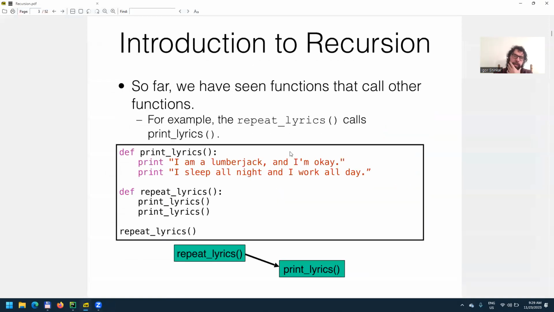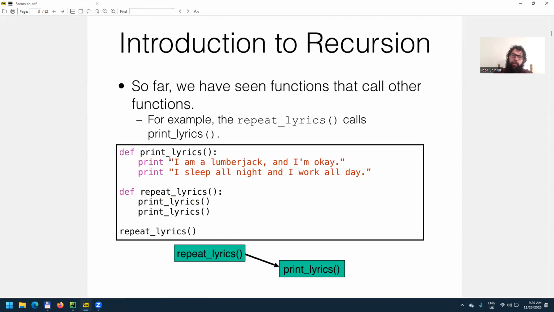Okay, so what's recursion? Before saying what recursion is, so far we've written functions, but we also wrote functions that call other functions. So here's an example. Let's say our main says repeat lyrics. What's repeat lyrics? It calls this print lyrics function twice. And what does print lyrics do? It calls the function print.